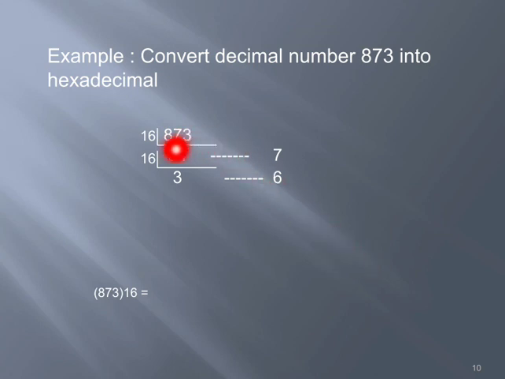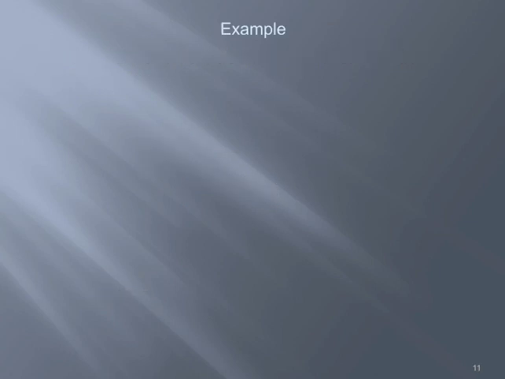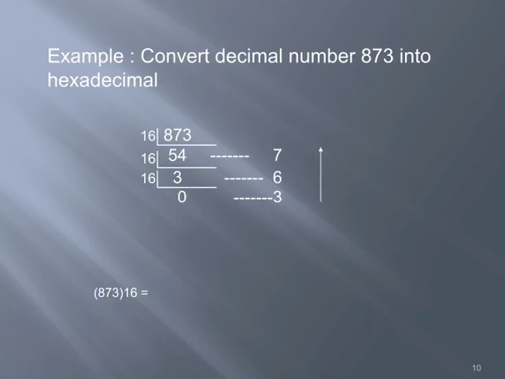Again dividing 54 by 16, you'll be getting the quotient as 3 and remainder as 6, and again 3 by 16 will give you 0 quotient and 3 remainder. So the answer of the hexadecimal number will be 367. So 873 decimal will be equivalent to 367 hexadecimal.